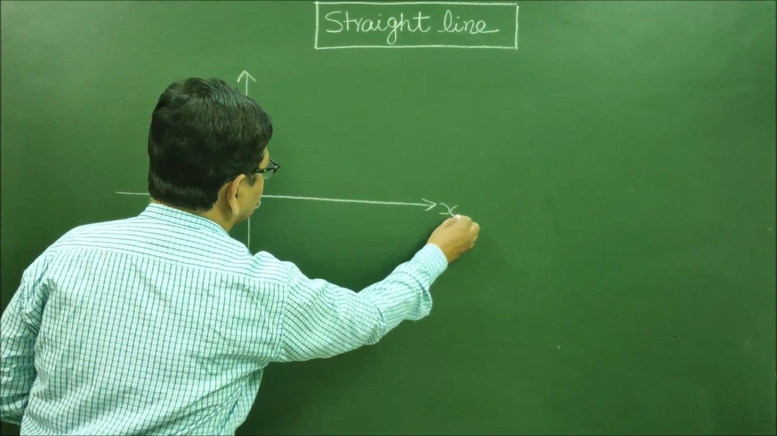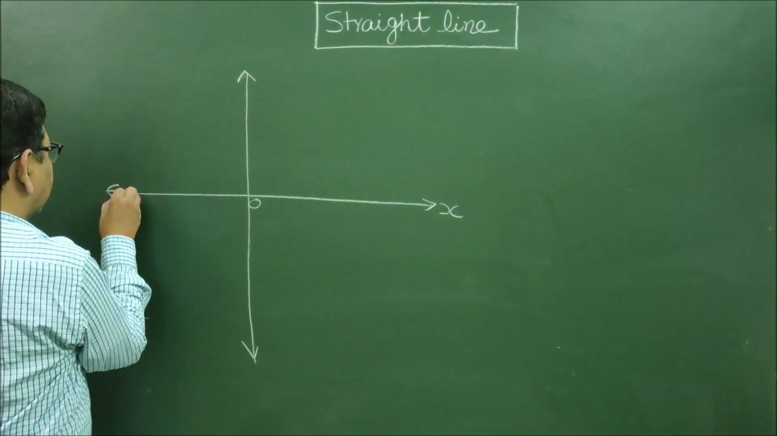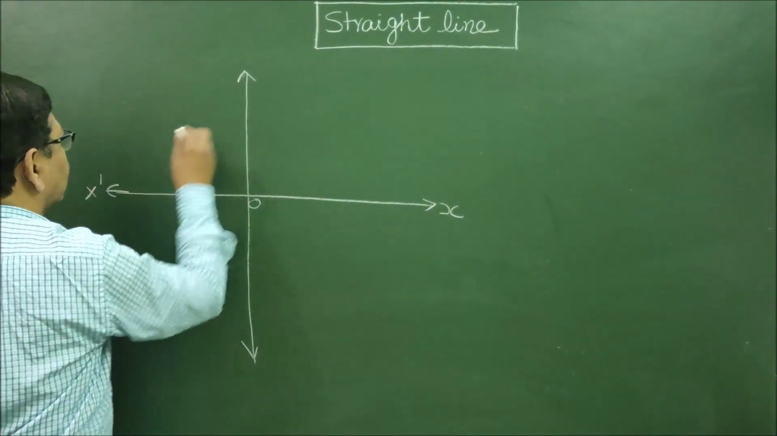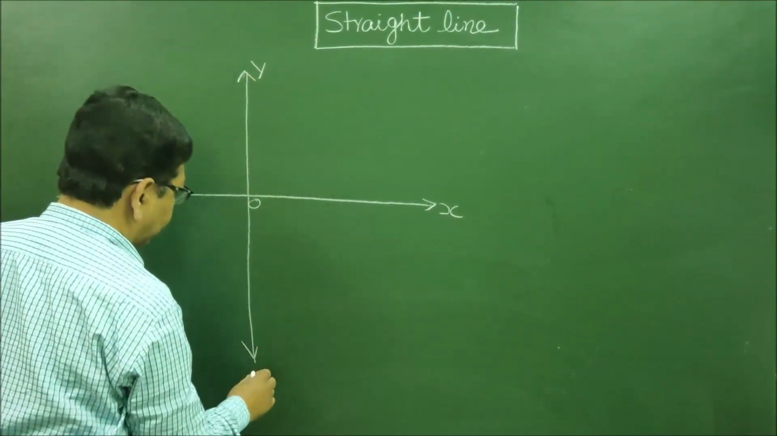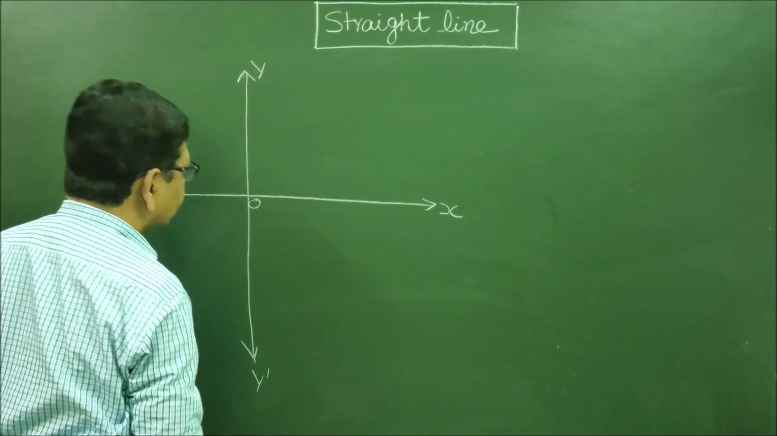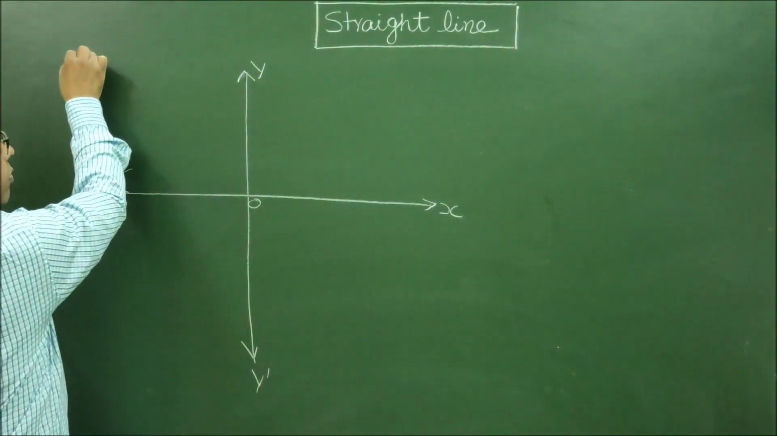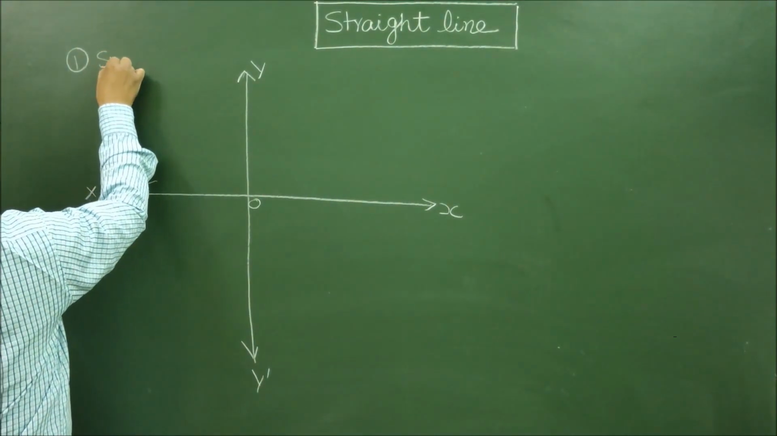x-axis, then on the left side x-dash axis, y-axis and y-dash axis, and this is the first sign convention.